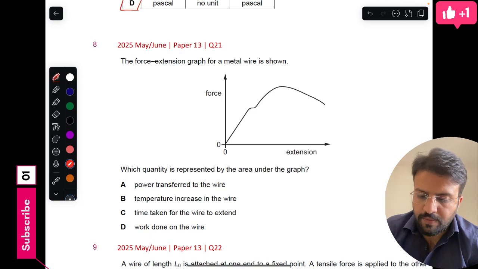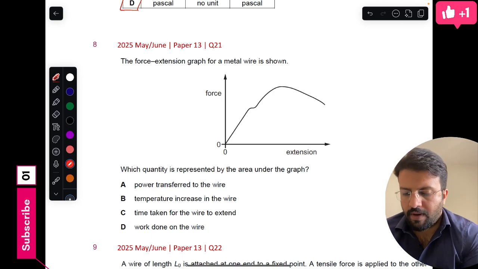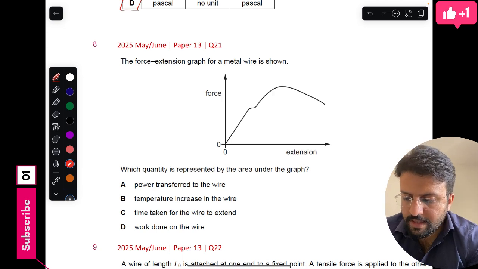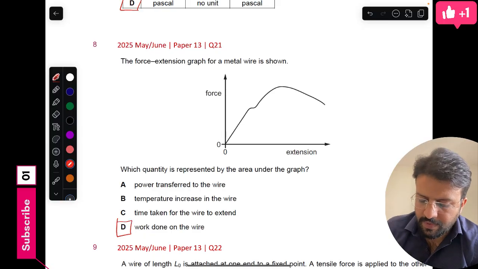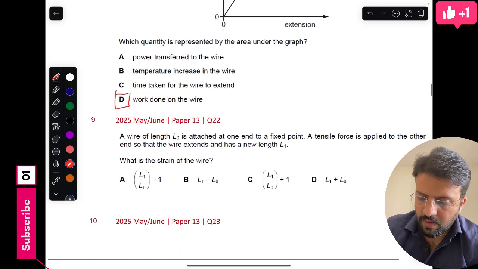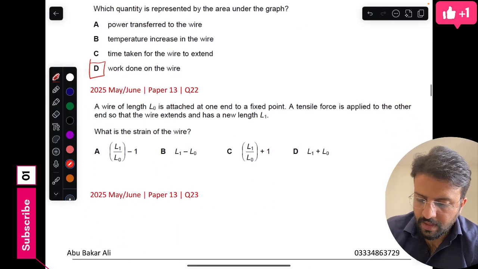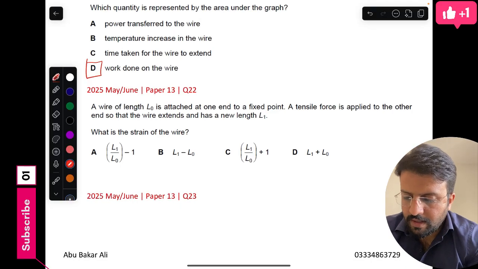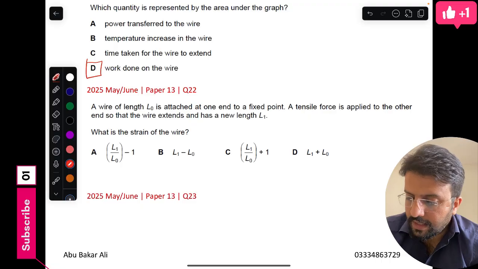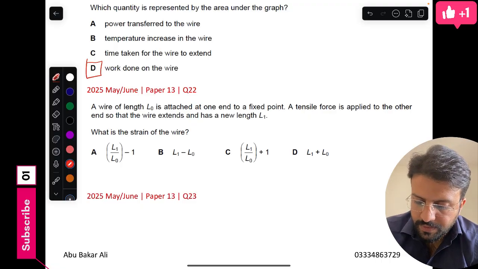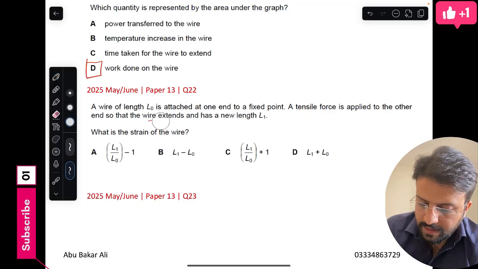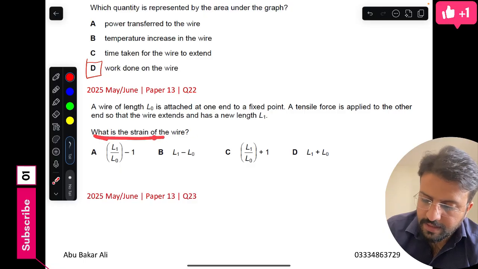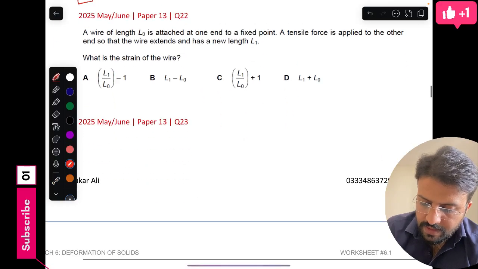Okay, in the next question, the force extension graph for a metal wire is shown. Which quantity is represented by the area under the graph? It's pretty simple, it is work done on the wire. Okay, in the next question, a wire of length L0 is attached at one end to a fixed point. A tensile force is applied to the other end so that the wire's extended length is L1. What is the strain in the wire?